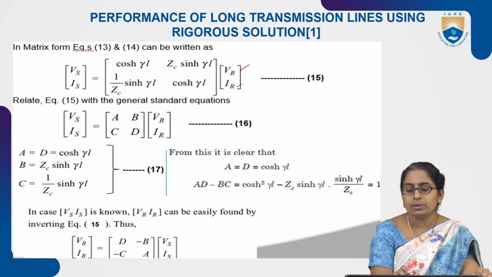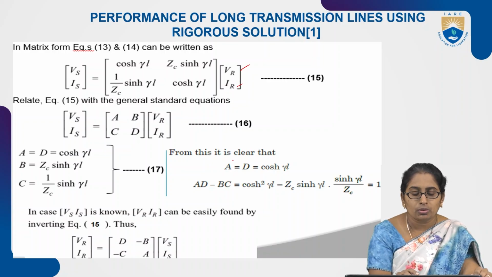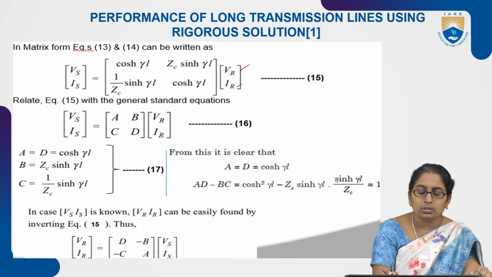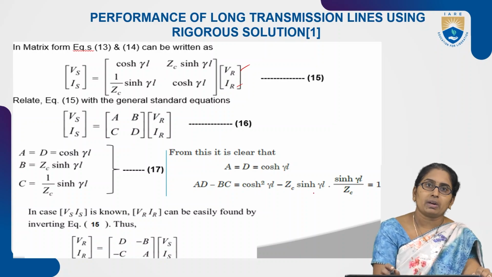Now we also verify. Okay, A is equal to D. So A constant is equal to D constant, which is equal to cos h gamma l. And AD minus BC, the second condition: cos h square gamma l minus sin h square gamma l, so that is equal to 1. We know that. So AD minus BC is equal to 1, so the second condition is also satisfied.